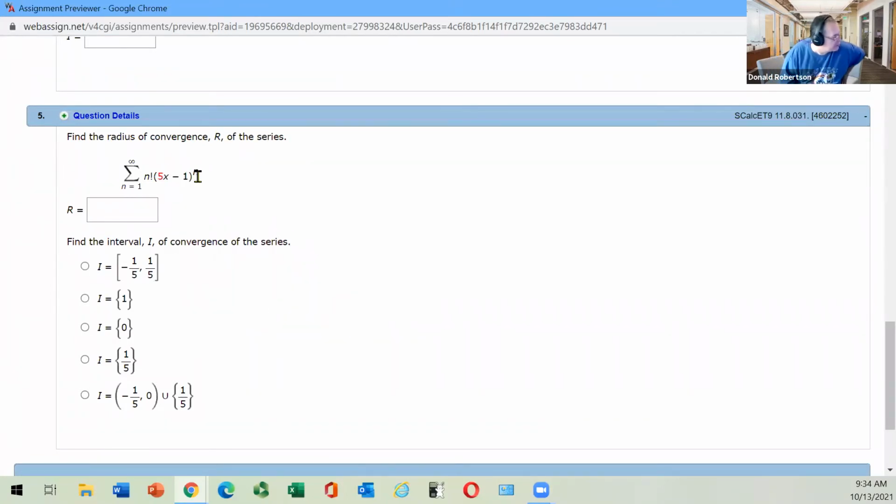So if you want to make this thing work, I want you to take this expression here, the (5x minus 1) to the n, and suck it out as 5 brackets x minus a fifth bracket to the n. And that becomes 5 to the n times (x minus a fifth) to the n. So imagine doing that. I'll now show you what I mean.